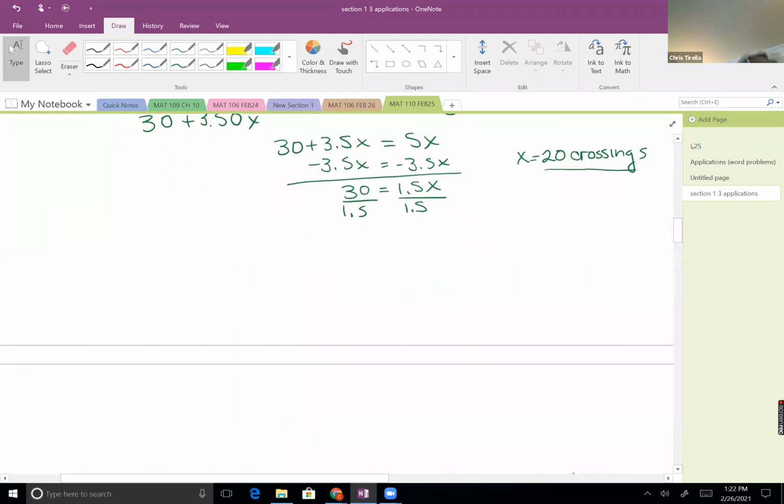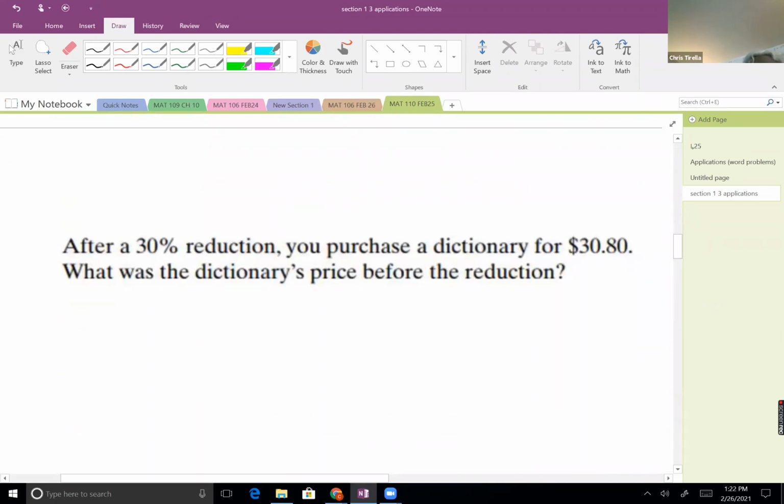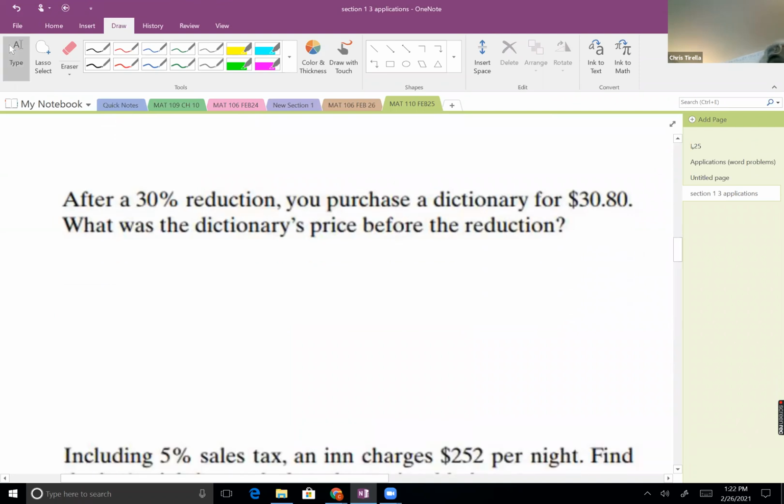If not, the next three all deal with percents. The first one says that after a 30% reduction, you purchase a dictionary for $30.80. What was the dictionary's price before the reduction? With a problem like this, if there's a percent, you want to be able to express the percent as a decimal. And so hopefully everybody recognizes that 30% is the decimal 0.3.